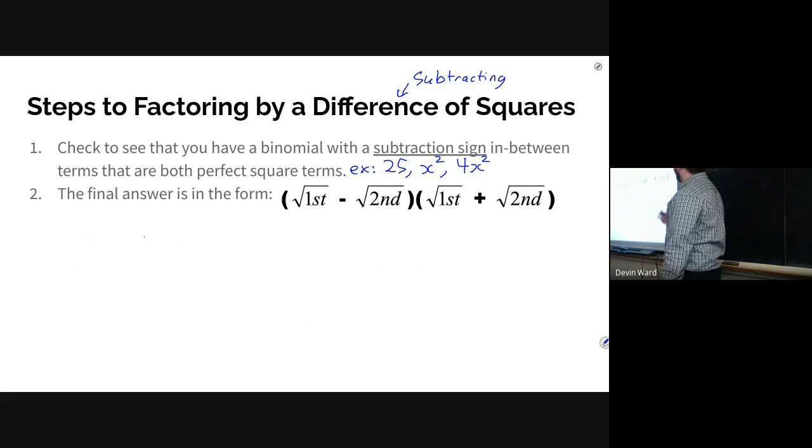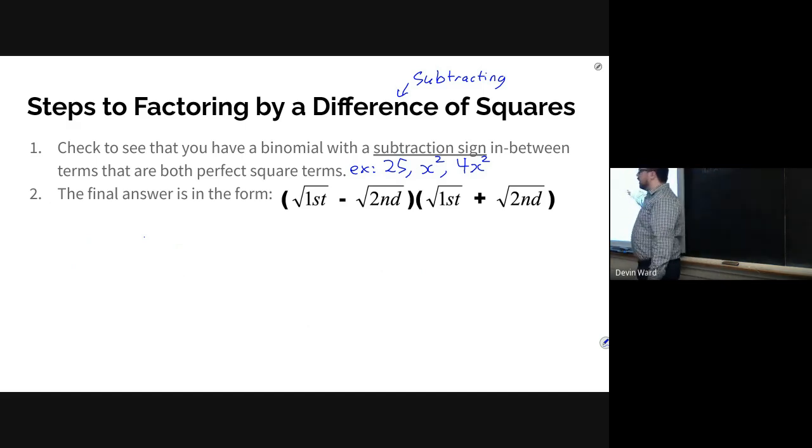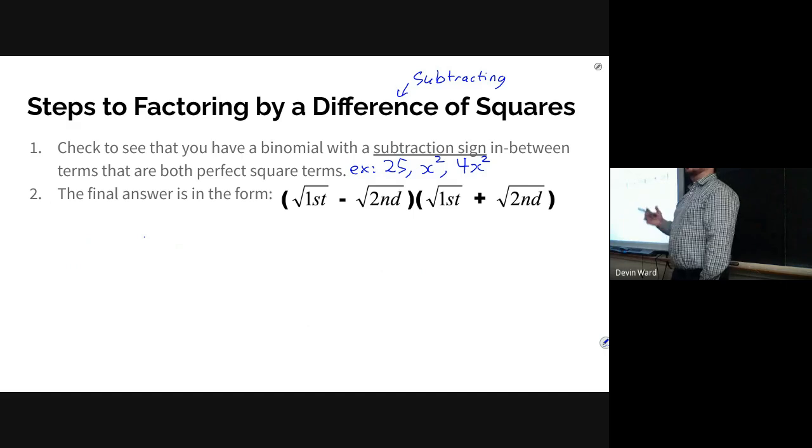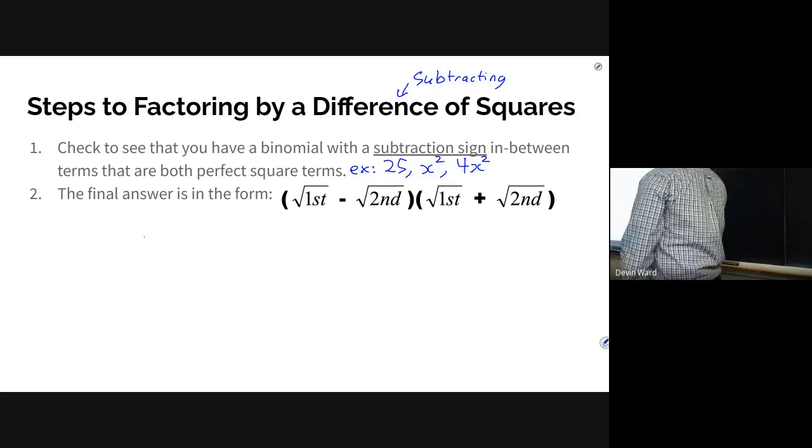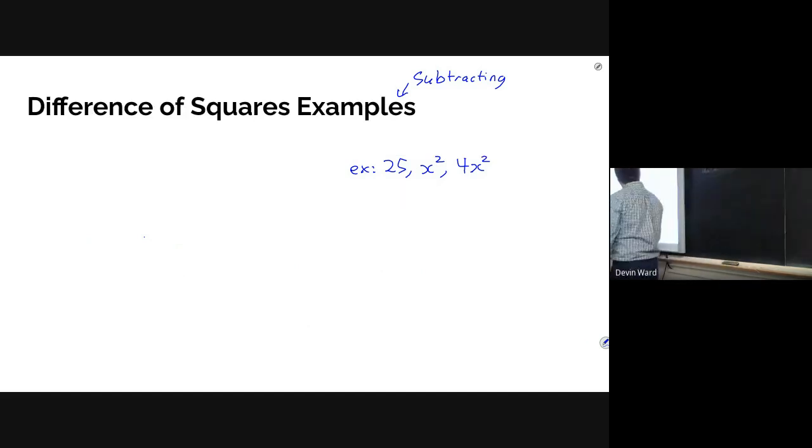So we do our final answer in the form of the square root of the first number minus the square root of the second number, times the square root of the first number plus the square root of the second number. Our answers are going to look very similar to one another, just one adding and one subtracting. I think it'll make more sense once we do one and see what we're actually looking at.